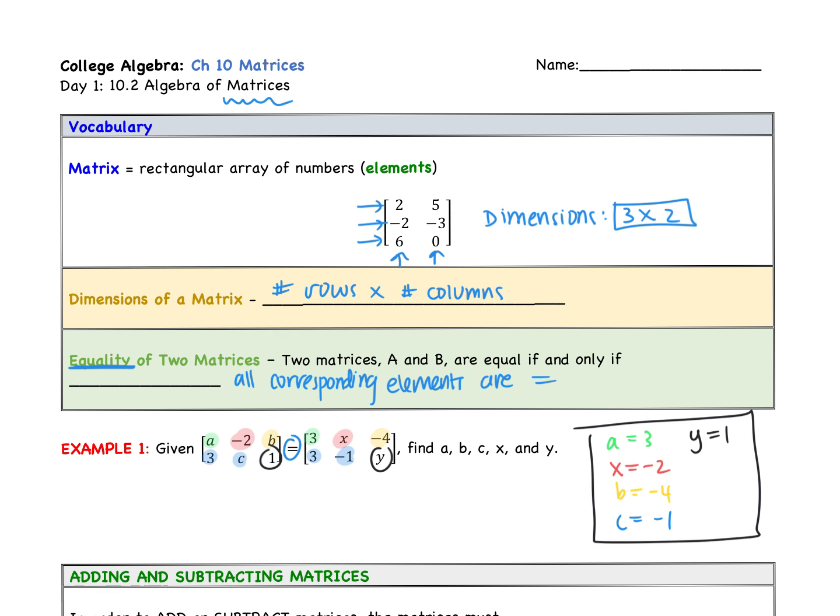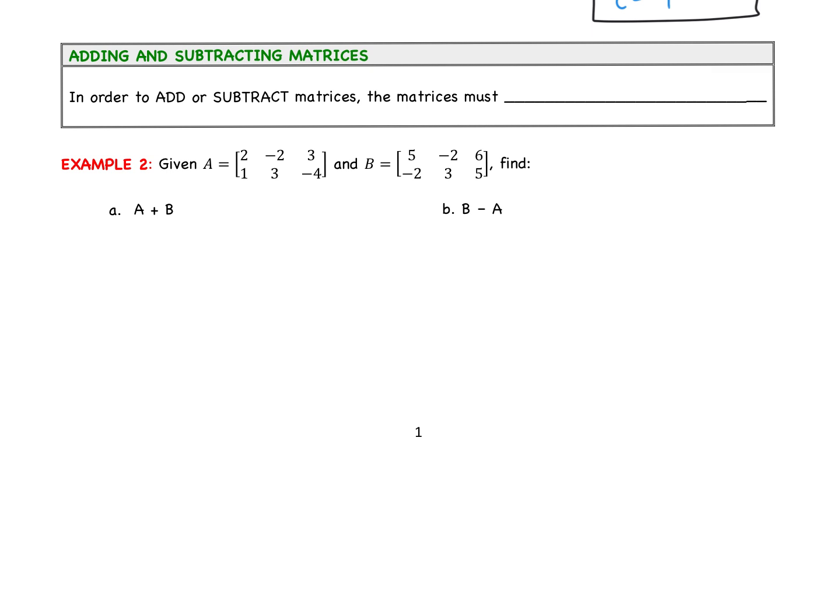So again, the big ideas here. Dimensions of a matrix, or the size of a matrix, is always the number of rows by the number of columns. And then 2 matrices are equal only if their corresponding elements are equal. So that's some basics. We're going to move on now to performing some operations with matrices. So we're going to add and subtract, and then ultimately we will end with dividing.